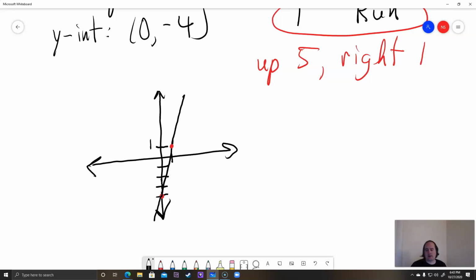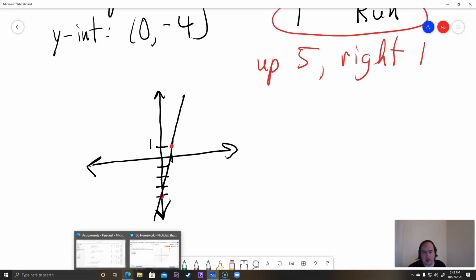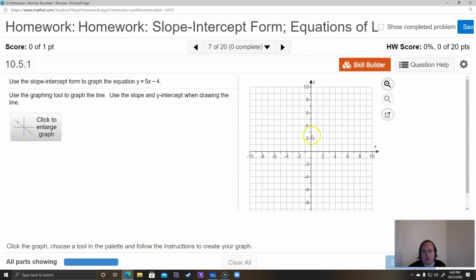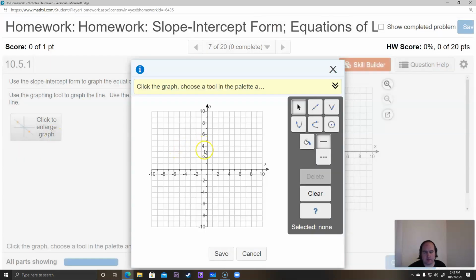So now how do we do this using the MyMathLab graphing tool? Well, let's take a look. We know that we're going through 0, negative 4 and 1, 1. Okay? So what we do is this is problem number 7. You can click to enlarge graph if you want to. And then you can just kind of use what you sketched and use that as a baseline. So the button you're going to be clicking on is this one right here. It's called the line tool. It looks like a diagonal line with 2 points.